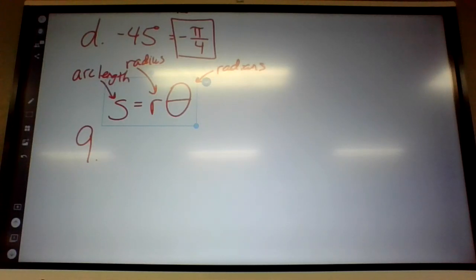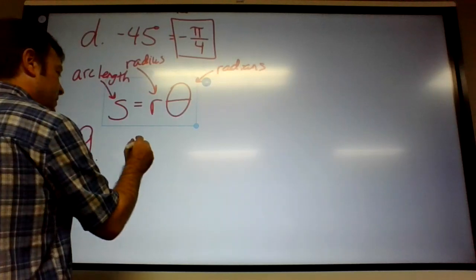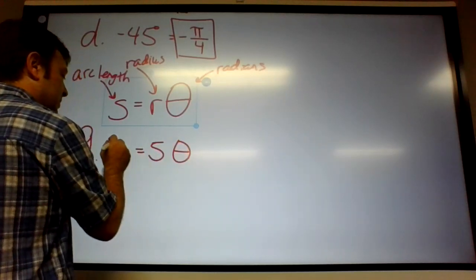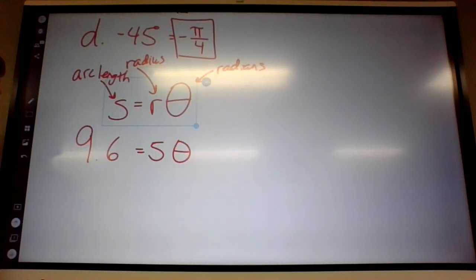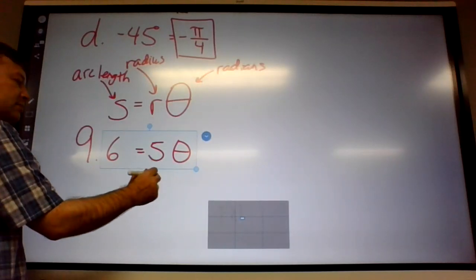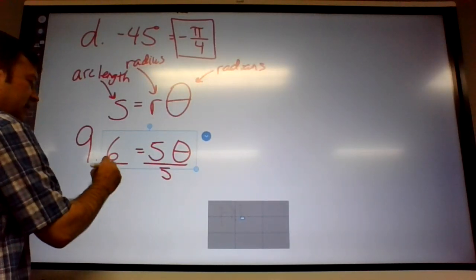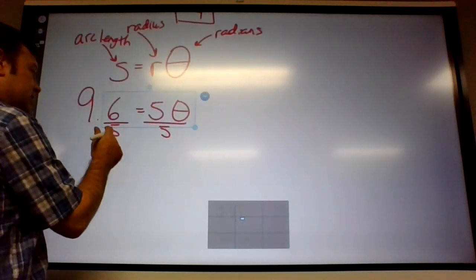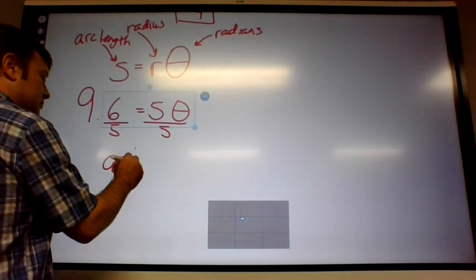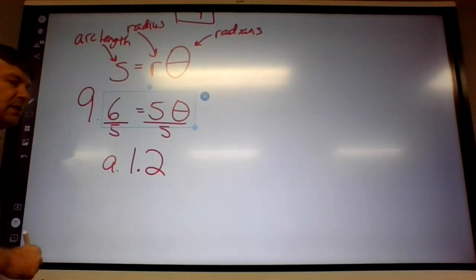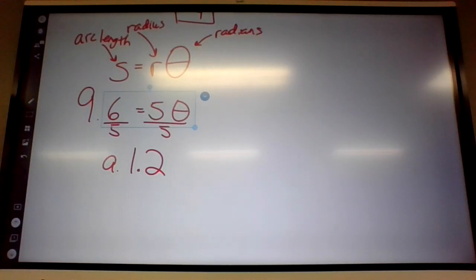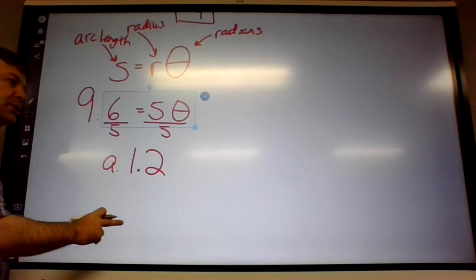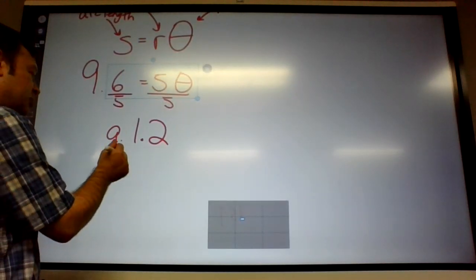On 9a, they give us the radius and the arc length, so 5 and 6. 5 is the radius, the arc length is 6. So how am I going to solve for theta? 6 divided by 5, that's 1.2 or 6/5. They put 1.2 actually. That's 1.2 radians, which is around 60 degrees-ish. A little bit more than that, actually. Probably closer to 70 degrees.